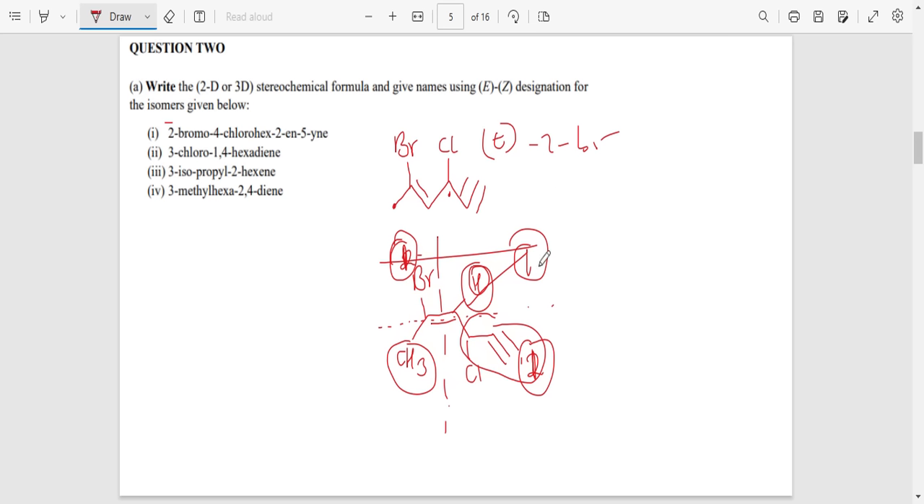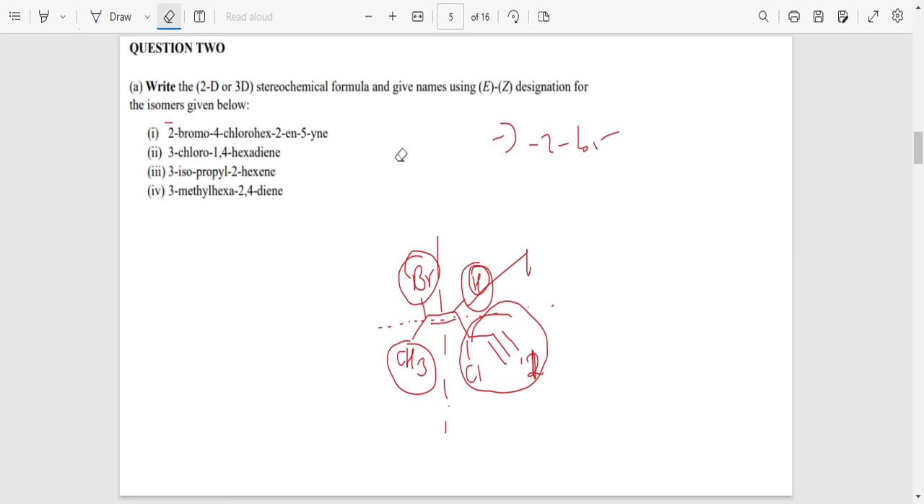Okay. So in a case when you're talking about this, what's the difference between the EZ configuration and the trans and cis? So for the trans and cis, if one group is the same, let's say this group and this group, these two groups which are on opposite sides, they are the same, then we can also use cis and trans. But if you're just talking about the molar mass or those groups on opposite sides, that's when we talk about the E and Z.